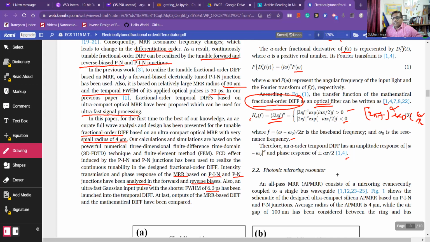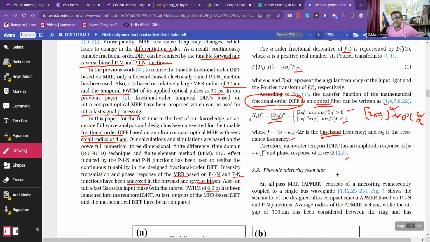Where f here is omega minus omega naught divided by 2 pi, the baseband frequency, which is written here, and omega naught is the resonance frequency. So this is the baseband frequency we defined as omega minus omega naught divided by 2 pi. Otherwise, f is simply omega by 2 pi.